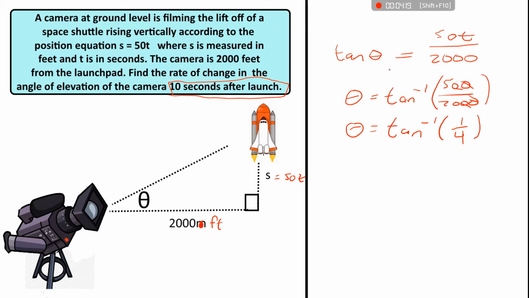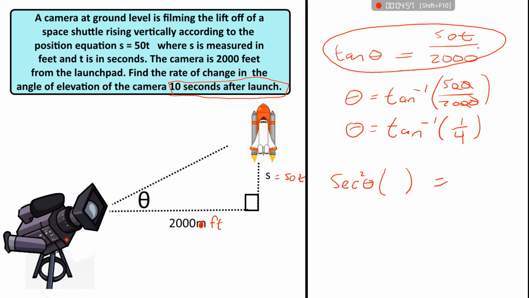Okay, and then I'm going to take this equation and derive it to figure out what our change in angle over time is. So what happens when I derive this? Secant squared of my angle, times what? 50t over 2,000. That's going to be on this side.